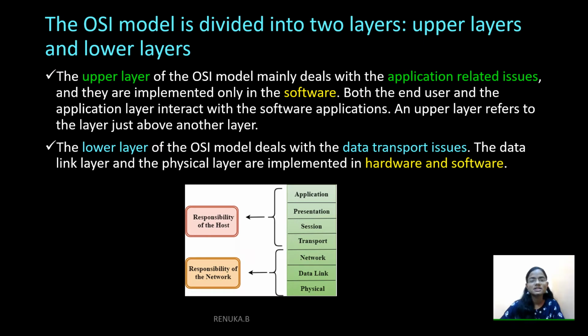The OSI layers are divided into two groups, the upper layers and the lower layers. The upper layers deal with application related issues and are implemented only in software. The application layer is closest to the end user, whereas the lower layers of the OSI model deal with data transport issues. The data link layer and the physical layer are implemented in both hardware and software. The physical layer is the lowest layer of the OSI reference model.